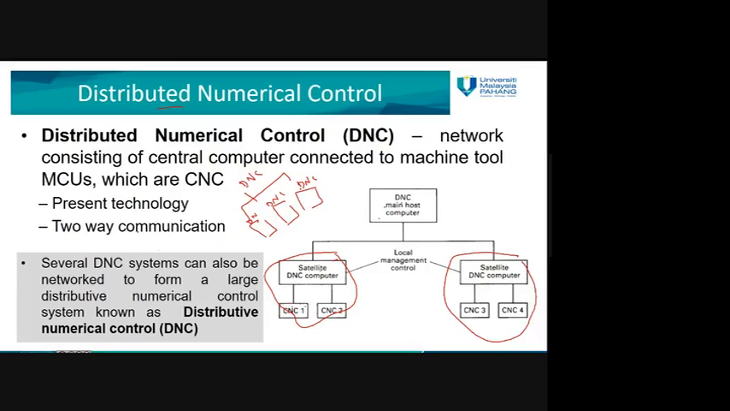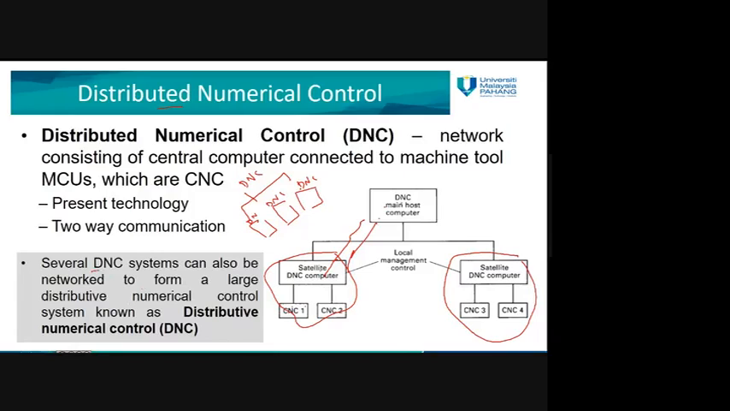Also, it performs two-way communication from the server here, I mean, from the DNC computer here to the main distributed computer, and also on the other side to the DNC computer. So several DNC systems can also be networked to form a large distributed system.